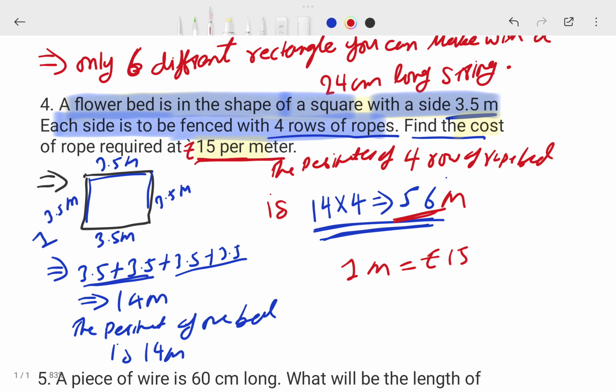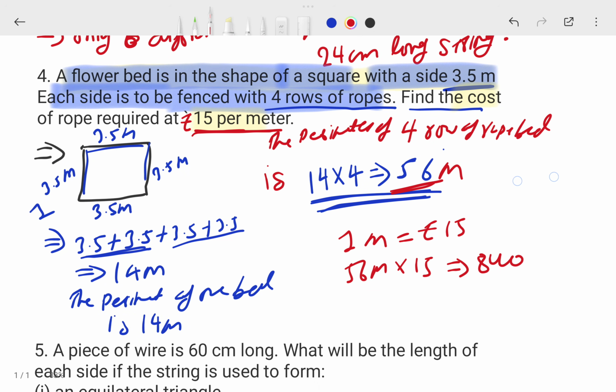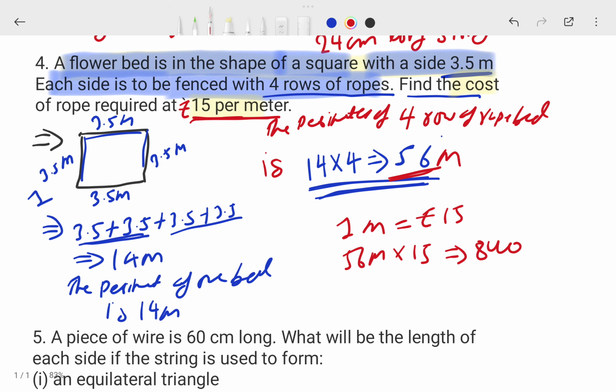Right. So now multiply this one. This is going to be 56 meters, and the price is 15 per meter. So what is the value? If you multiply 15 into 56, it's going to be 840. So what is the cost? The cost is rupees 840. So this is the answer.